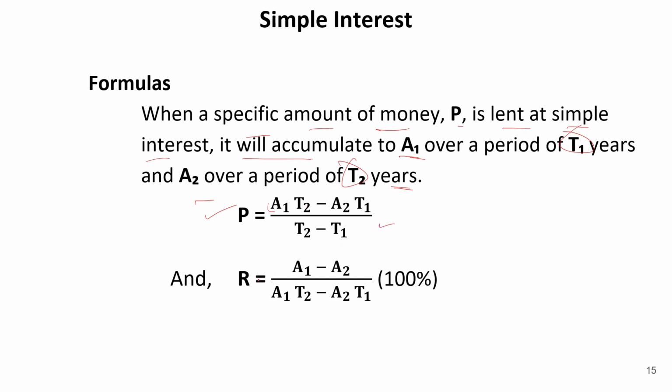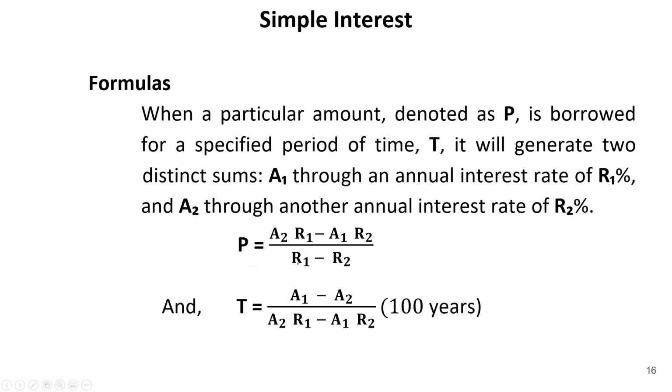In order to calculate the interest rate, it will be equal to (a1 minus a2) whole by (a1 into t2 minus a2 into t1), where a1 is the amount accumulated over a period of t1, and a2 is the amount accumulated over a period of t2. This into 100%. So this will be the interest rate.